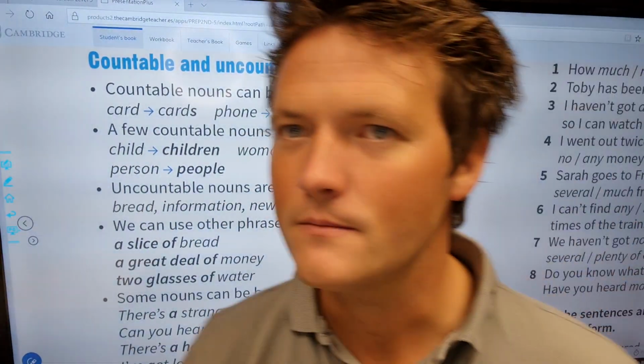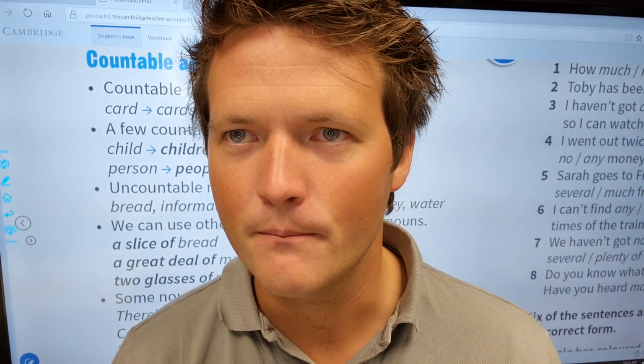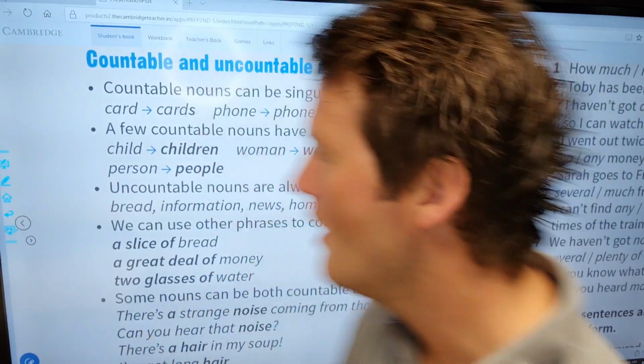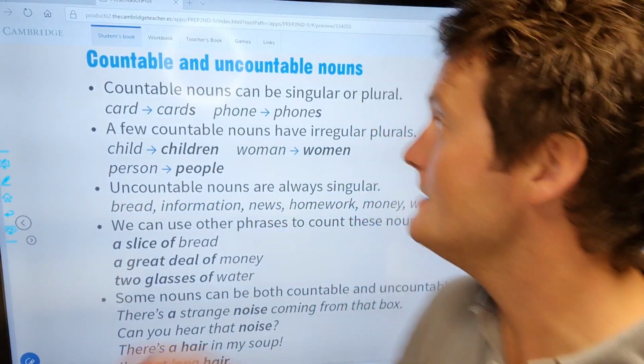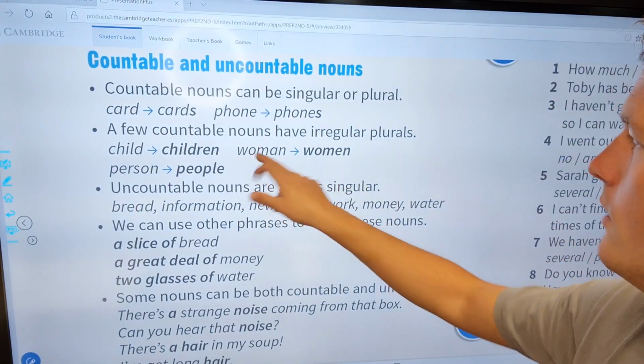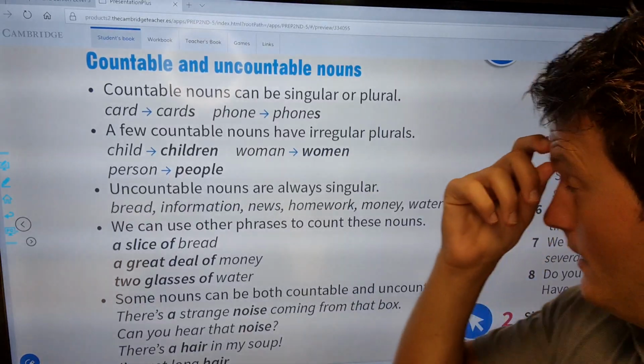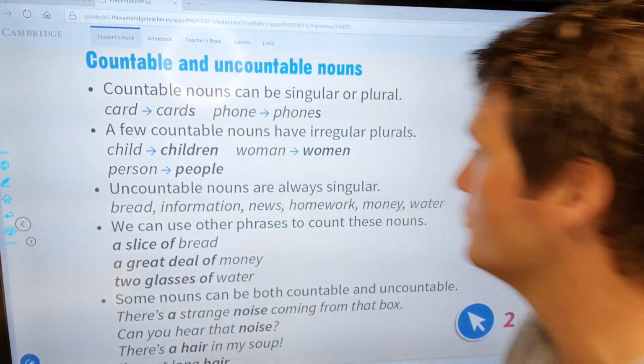Woman, what's the plural of woman? What happens when there are 2 of them? Women, and yes, I am pronouncing that correctly. Women, 1 woman, 2 women, right? I know that doesn't sound logical, but it's true.